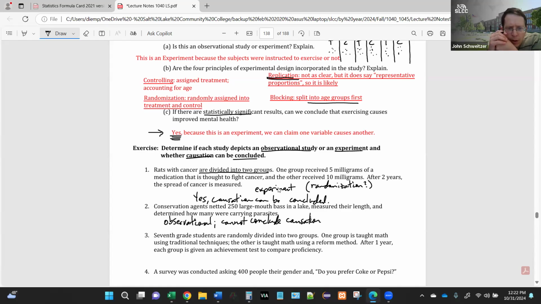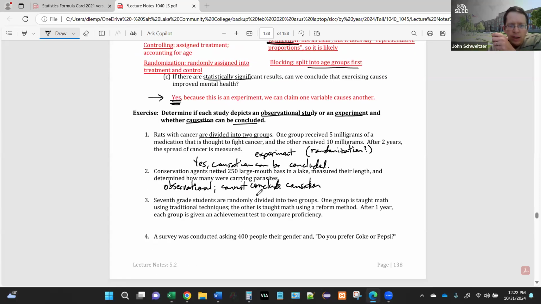Okay, good. 7th grade students are randomly divided into 2 groups. One group is taught math using traditional techniques. The other is taught math using a reform method. After 1 year, each group is given an achievement test to compare proficiency. Okay, so we do this a lot in education. We'll have these new techniques, and then we try them out and we see if it works, right? So let's see, what do you guys think here?